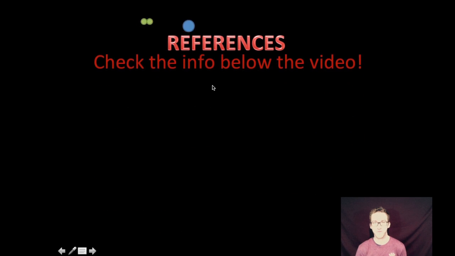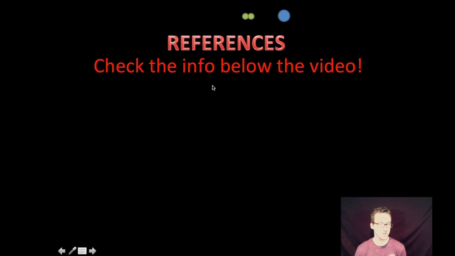And that does it for our notes on titration. We'll do lots of examples like this in class. We'll perform a couple of titrations so you get familiar with it.